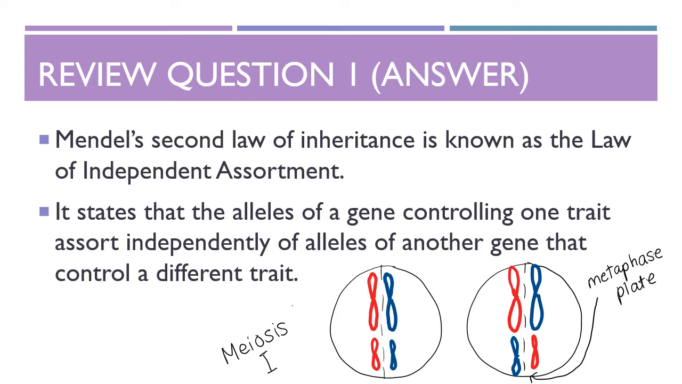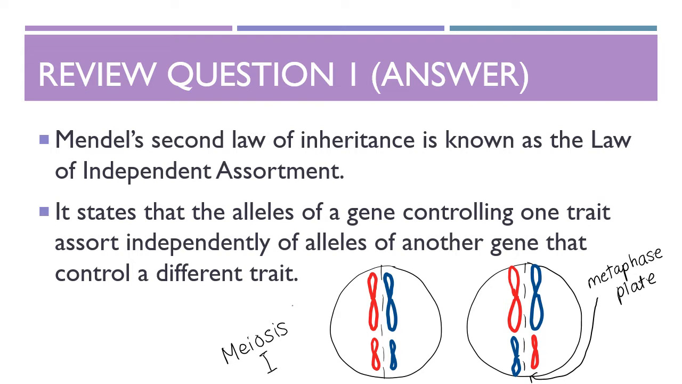Okay, so the second law of inheritance is known as the law of independent assortment. So what that says is that the alleles of a gene for one trait sort independently of alleles of another gene that control a different trait. So where we really see this is during meiosis 1. So remember that during meiosis 1, particularly during metaphase 1, the homologous chromosomes line up on the metaphase plate.